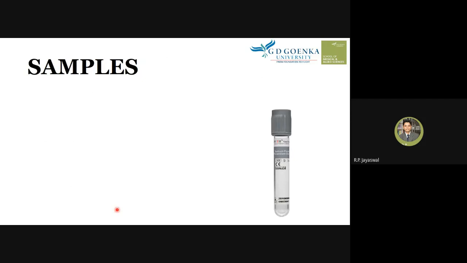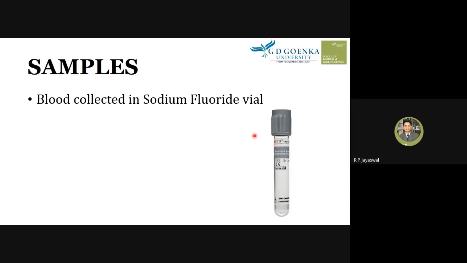Sample should be collected as blood in a sodium fluoride vial. So this is the gray cap vial. Here you can see it has sodium fluoride and potassium oxalate, a mixture of sodium fluoride and potassium oxalate. It is taken as a vial to collect blood, and sodium fluoride is an inhibitor of glycolysis, and it preserves the glucose present in the blood. Because of that, we consider the sodium fluoride vial as one of the preservatives for the blood glucose test.